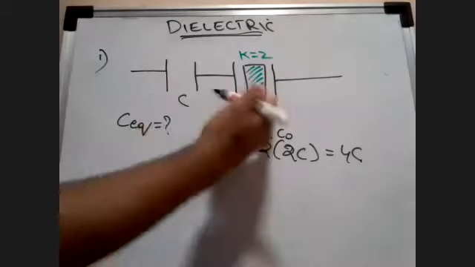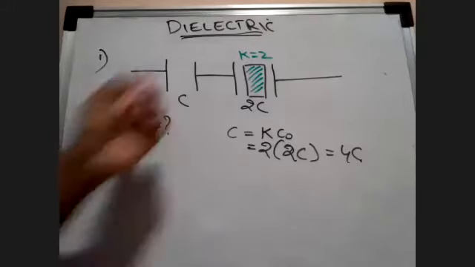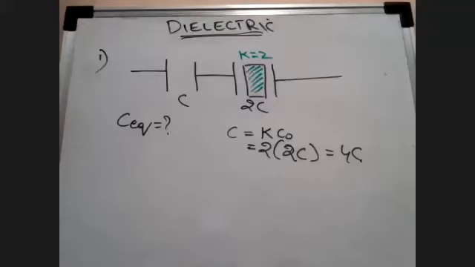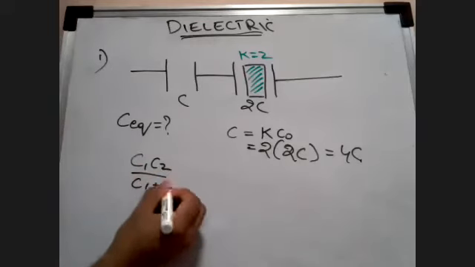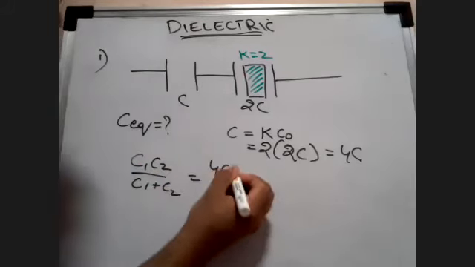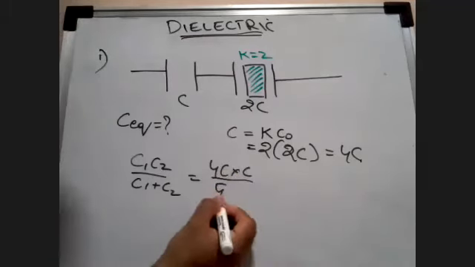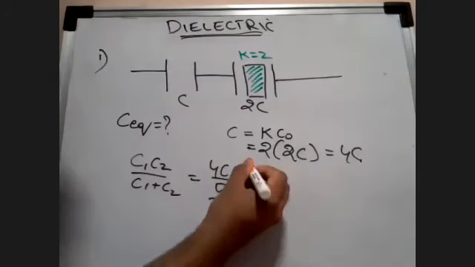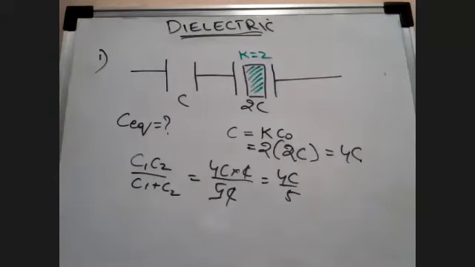Now, these two are in series. And so what formula will you apply? Will you add them or will you apply the LCM formula? The LCM formula. So now I can say that it is going to be C1 C2 upon C1 plus C2. That is going to be 4C into C upon 4C plus C. That is going to be 4C by 5. You're right. Great.